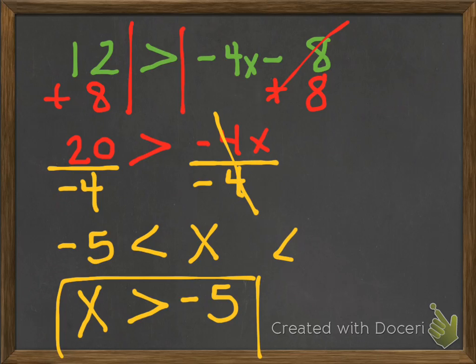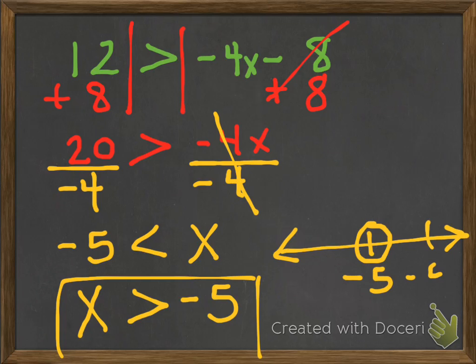Now let's graph it. My important number is negative 5, and I know my circle is going to be open because x cannot equal negative 5, and x needs to be greater than negative 5. The numbers that are greater than negative 5 are to the right, so I'm going to shade in my arrow to the right.